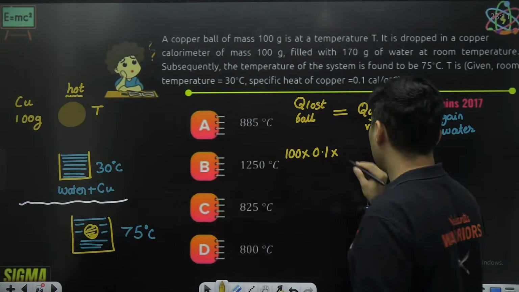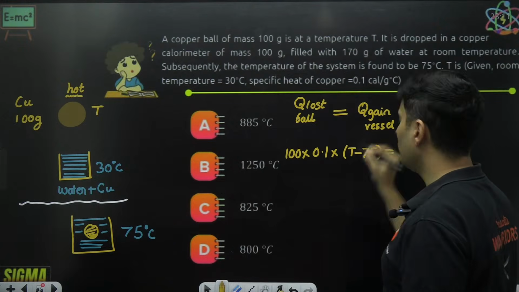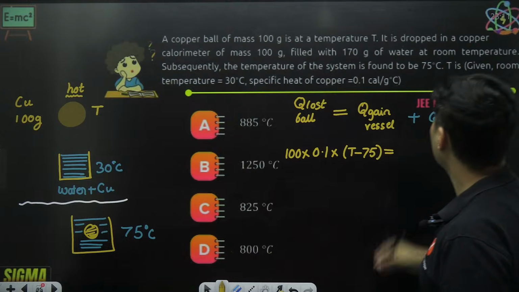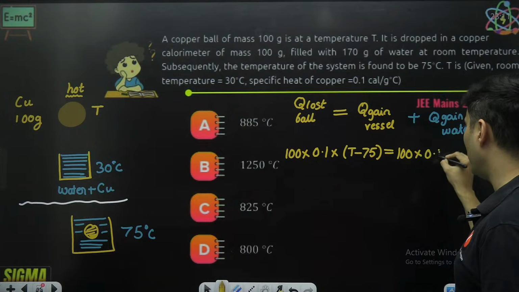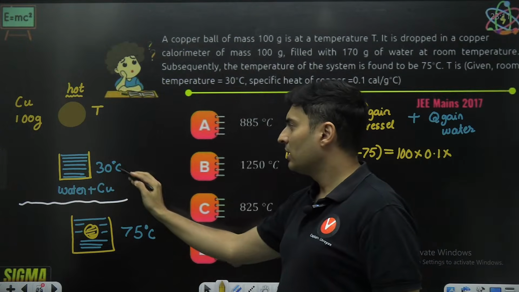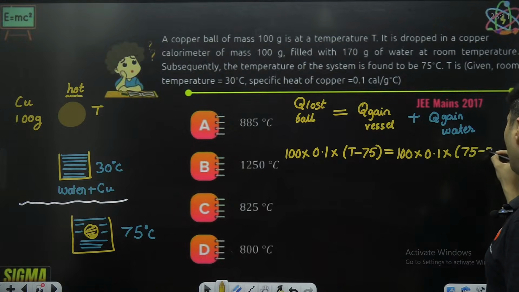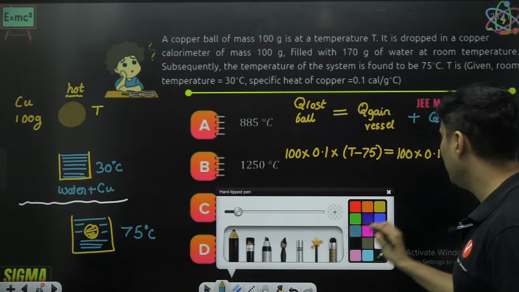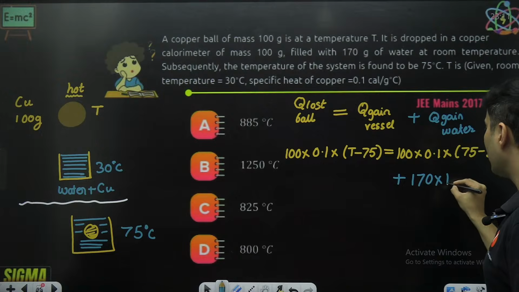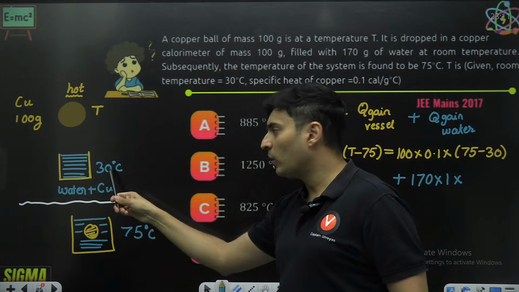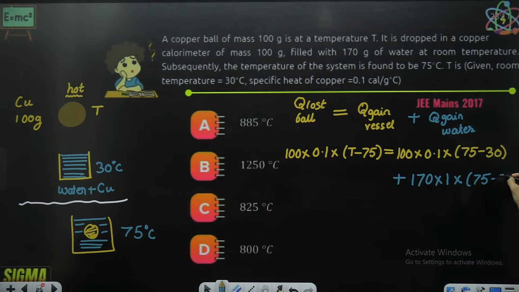So that is the reason why I should put this as T minus 75, equal to the vessel. How much was that vessel? The vessel was also 100 grams. Copper specific heat capacity is 0.1. The vessel was at 30, it went to 75, so it will be 75 minus 30. And in the end, for water, 170 grams of water, specific heat capacity 1, the temperature of water was 30. Mixture temperature is already given, it is 75, so it will be 75 minus 30.